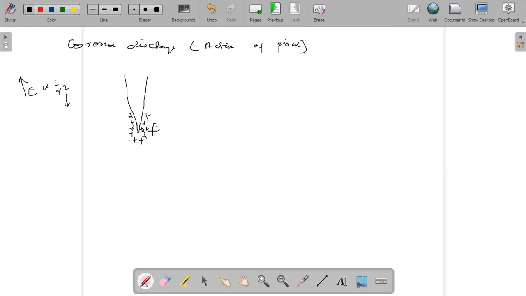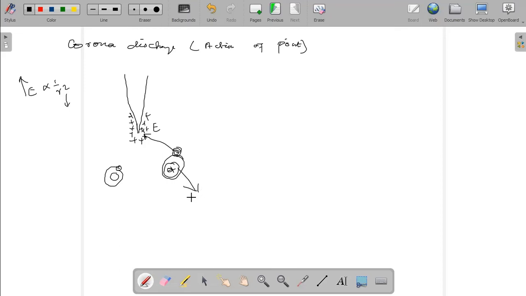If more positive charges are there at the edge, the atoms present in the vicinity are neutral, with electrons in the outer orbit. These electrons will be attracted by the positive charges. What do you mean? If the electron is removed from an atom, it means the atom takes on one positive charge.